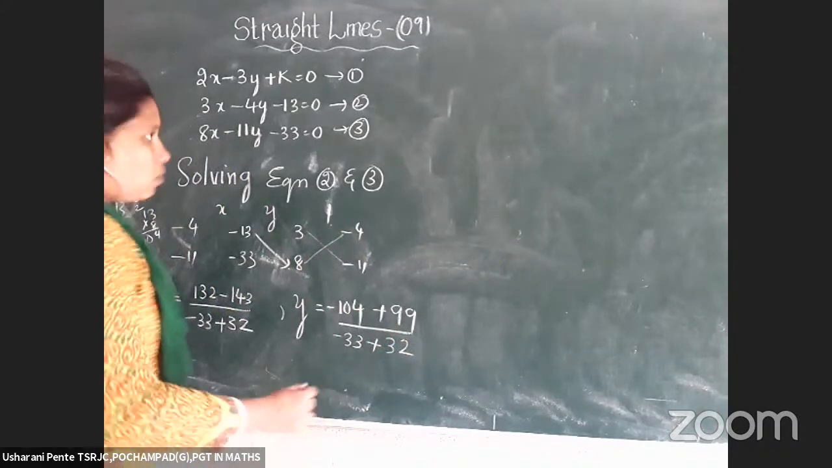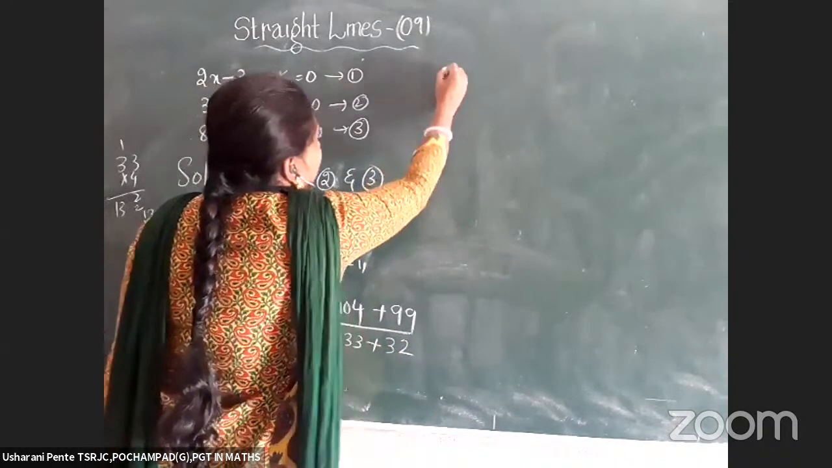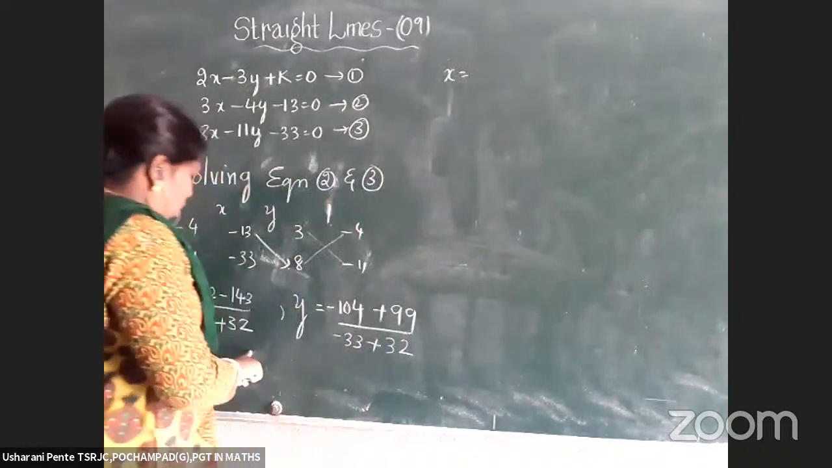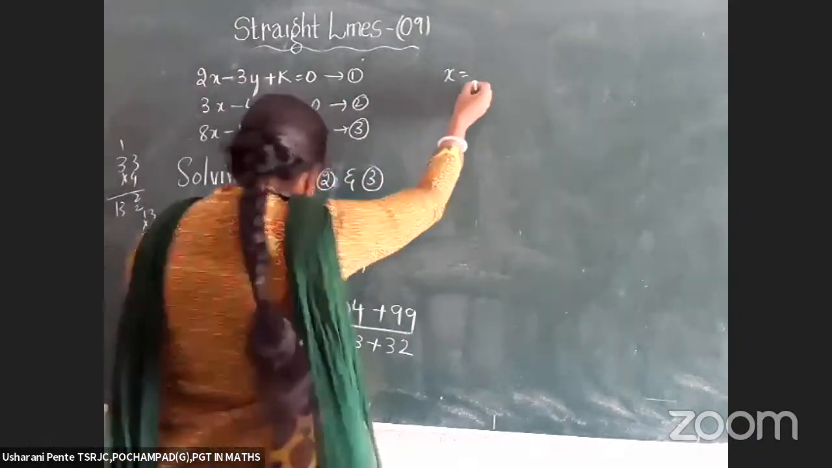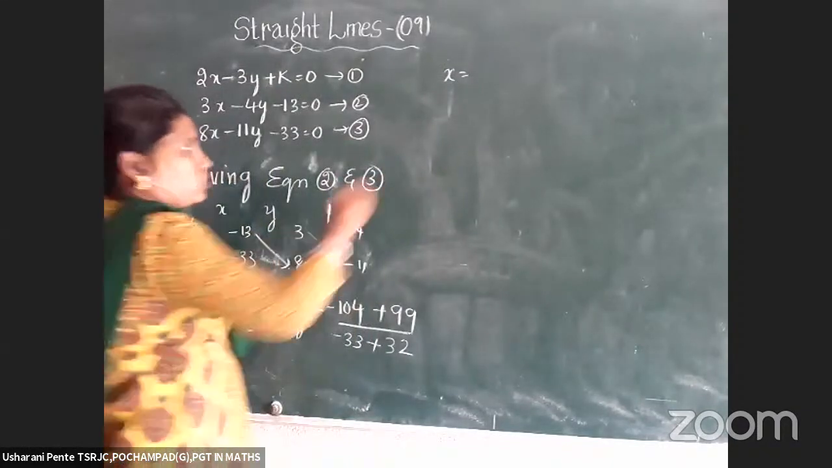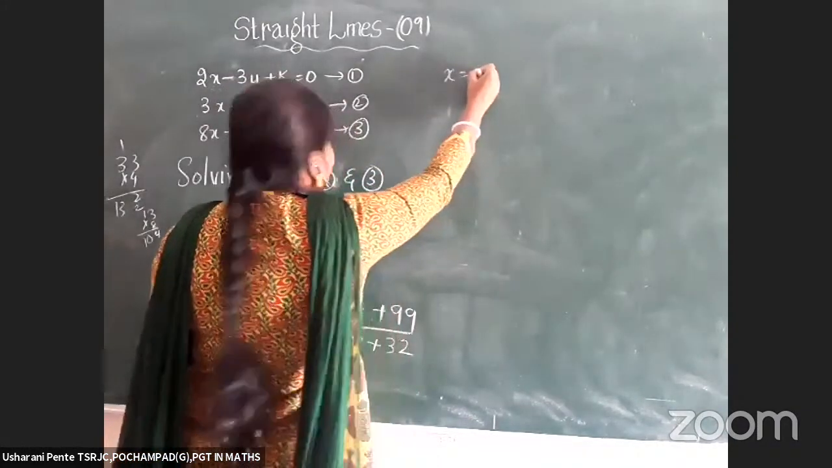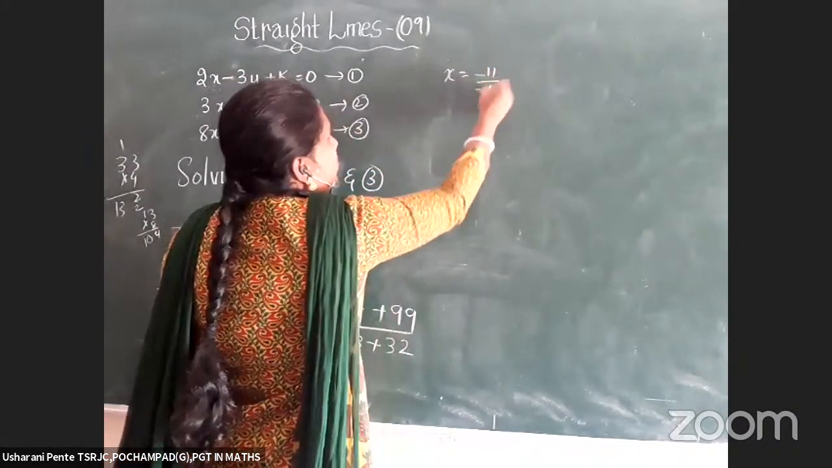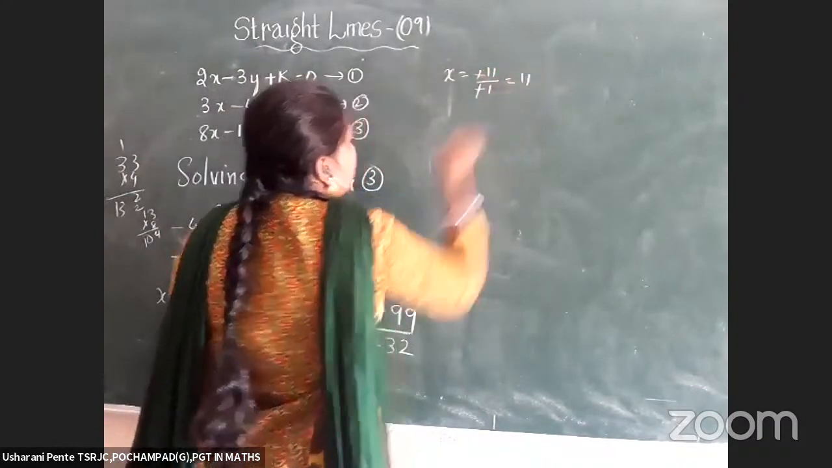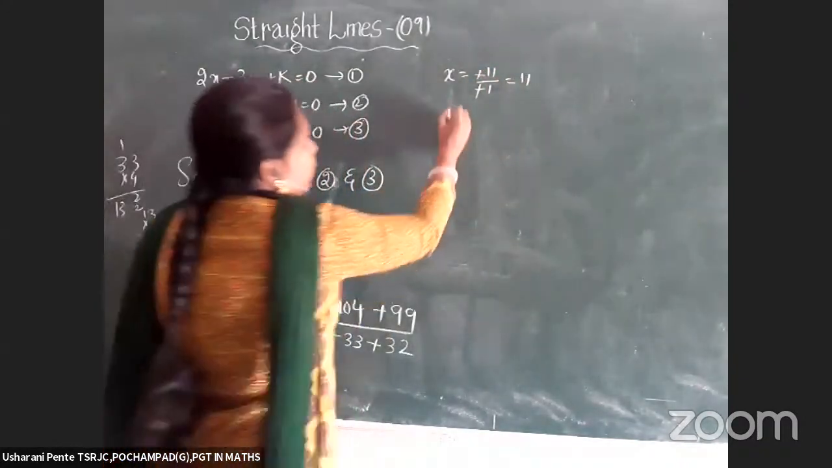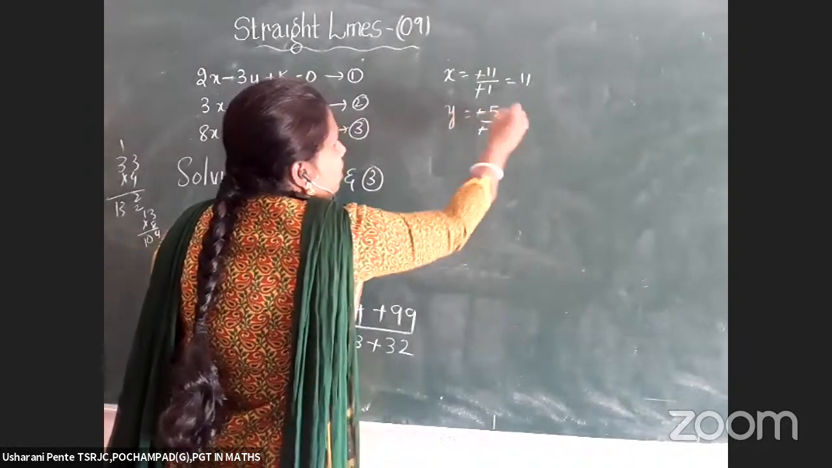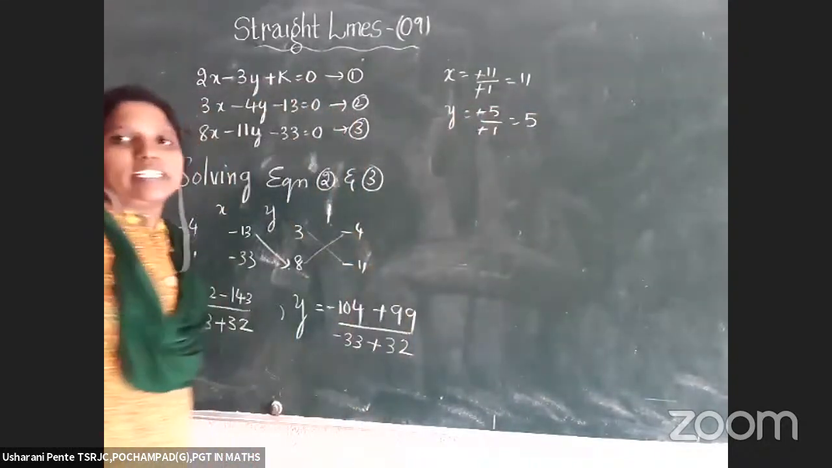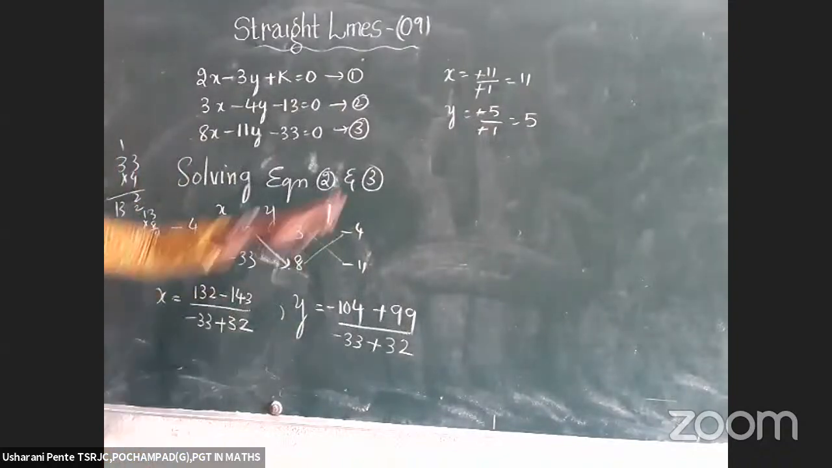So what we are getting for the point of intersection, that is, x is equal to how much? X is equal to 143 minus 132, which is minus 11 by minus 1, which is 11. And what is y? Y is equal to minus 5 by minus 1. Then what will we get? We will get it as 5.